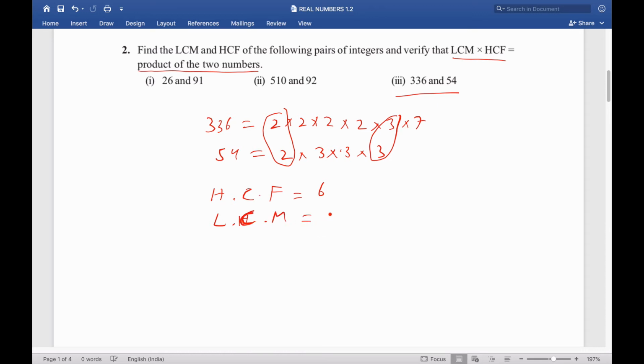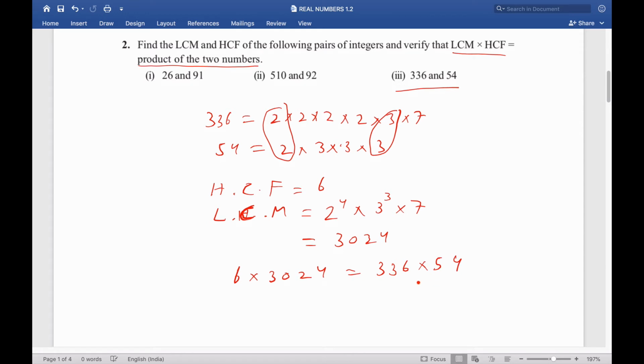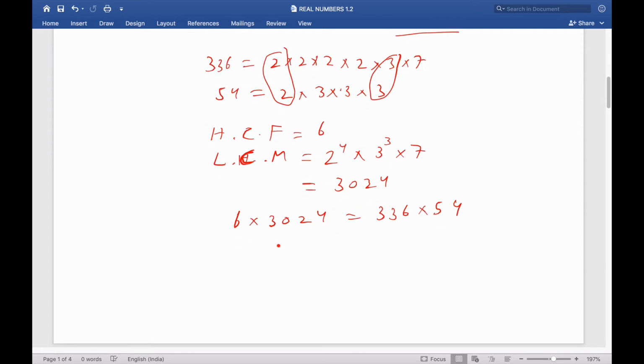So if I get rid of these two, then I can easily find the LCM. So LCM will actually be 2 raised to power 4 into 3 raised to power cube into 7. So which will give me 3024. So now let's verify that whether LCM into HCF is equal to product of numbers. 6 into 3024 should give you 336 into 54. So let's see, what do we get? When we multiply them both, this becomes 18144, and this also becomes 18144. So that's it for question 2.